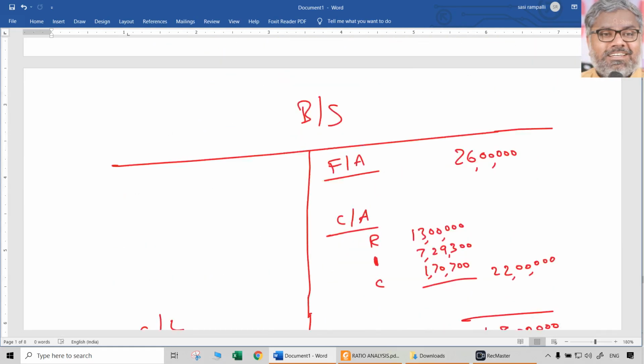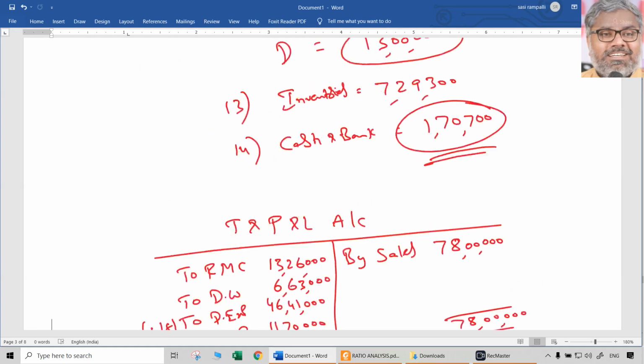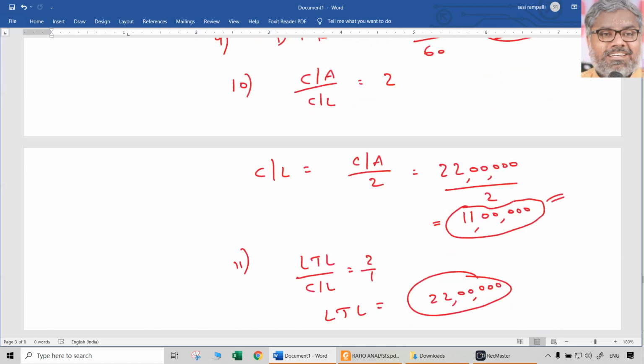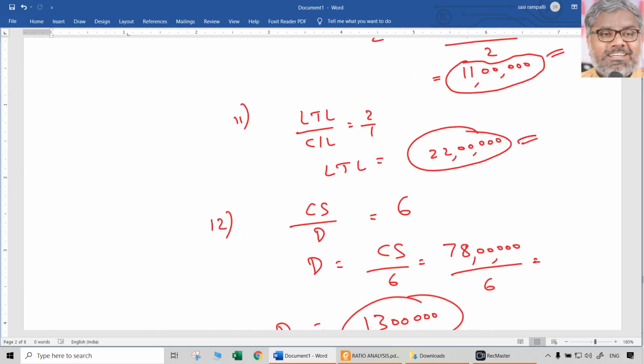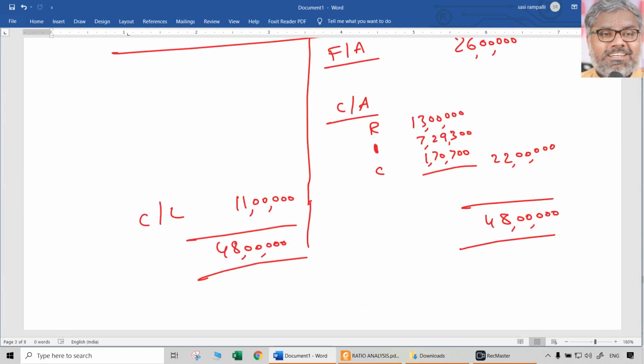That is why everything we calculated and kept separately is now going to be useful. Current liabilities 11 lakhs. Then what? Long-term liabilities are 22 lakhs. That also was calculated. So long-term liabilities are 22 lakhs. But these are all liabilities separately. What was given separately, the remaining will be the capital.